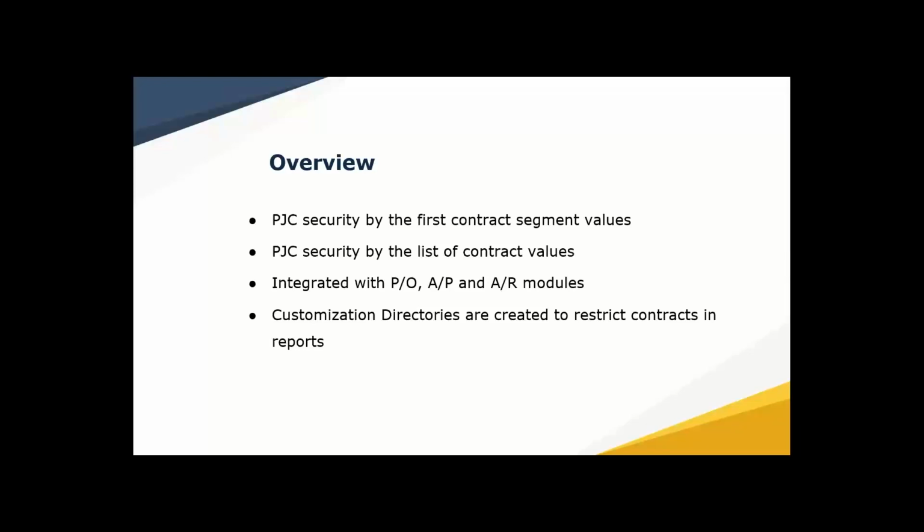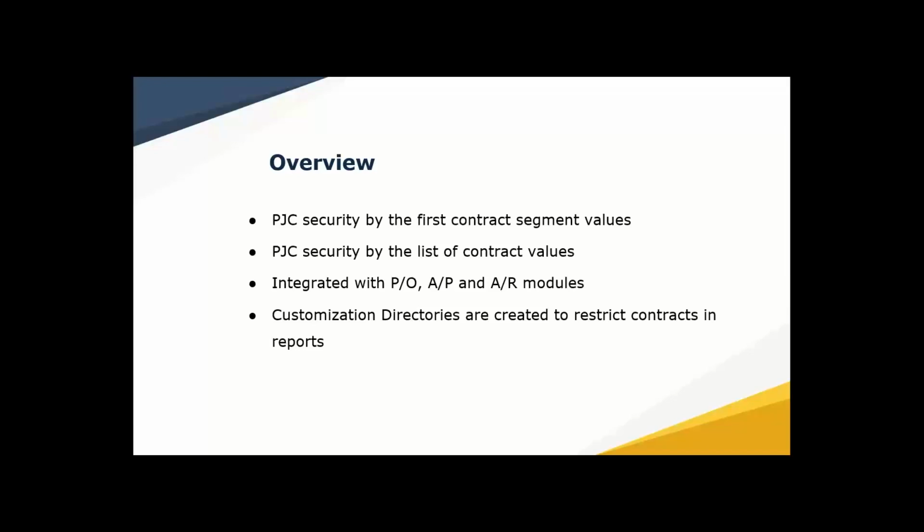You grant users access to see different contracts using the first contract segment values. Or you may just grant users access by a list of contract values. In addition to the PJC module, PJC Security is also integrated with the purchase order, AP, and AR modules. To prevent users from seeing unnecessary restricted information in reports, customization directives are used.